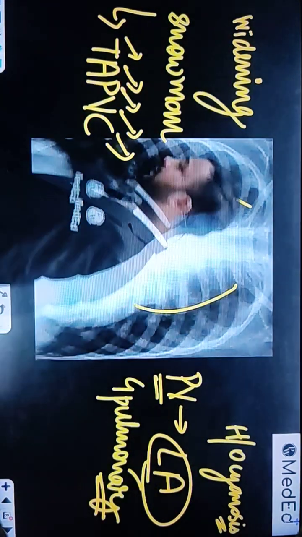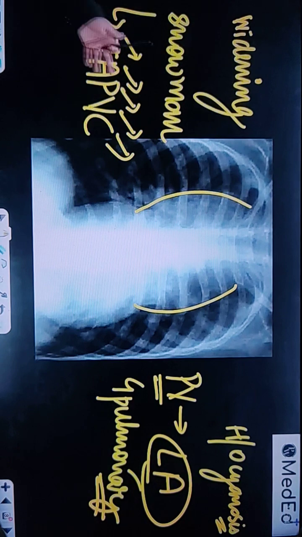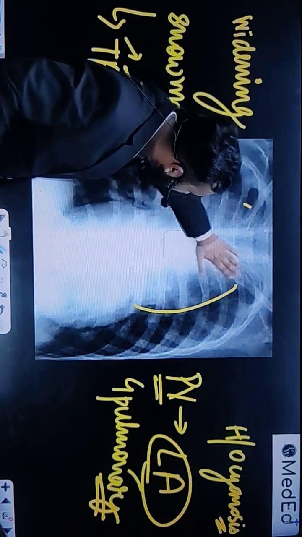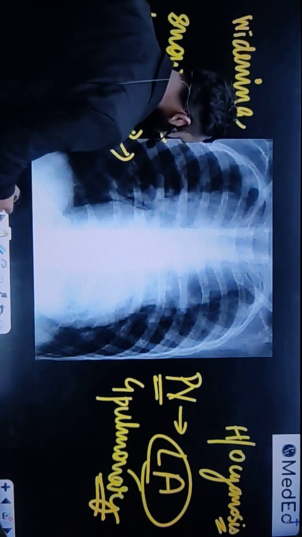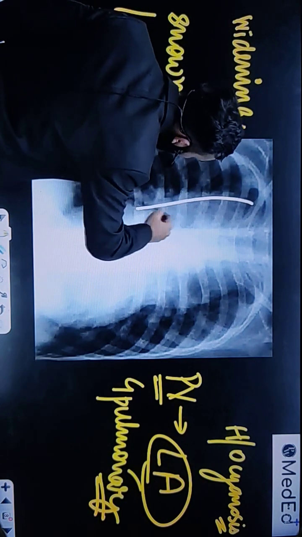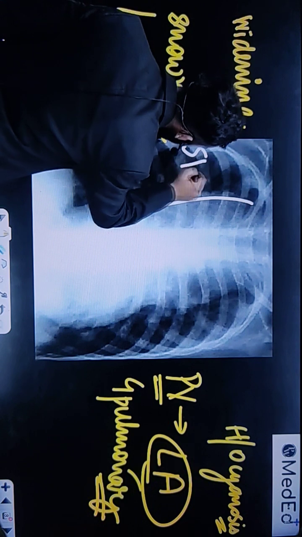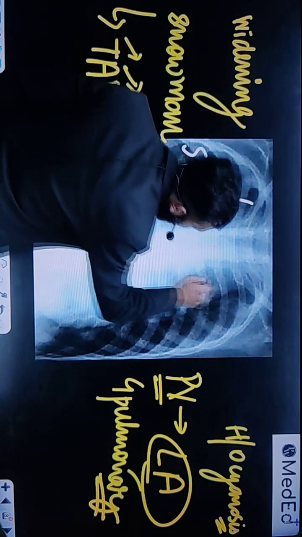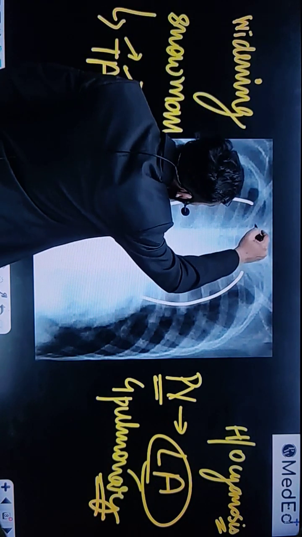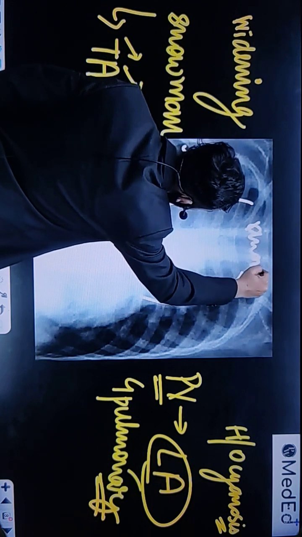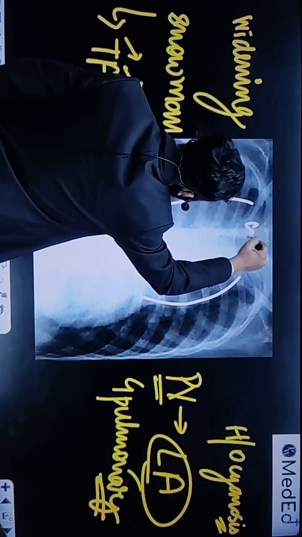So guys, if you look at this X-ray, this is known as the snowman appearance. It is shown by type 1 supracardiac type. Just remember that the right border of the superior mediastinum will be formed by the SVC, and the left border will be formed by the common vertical vein.